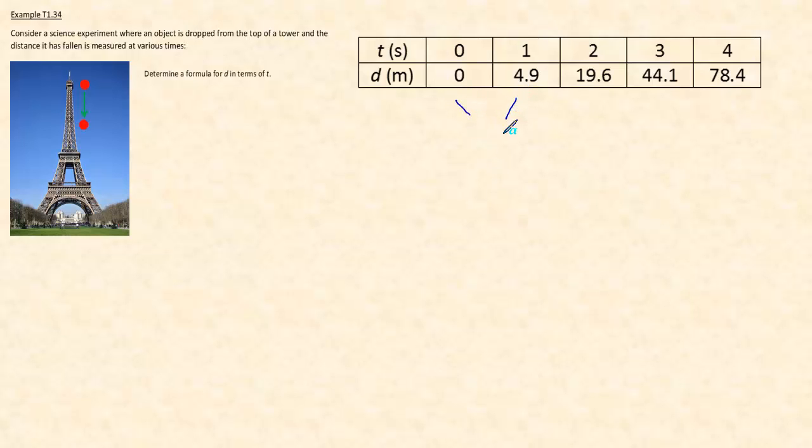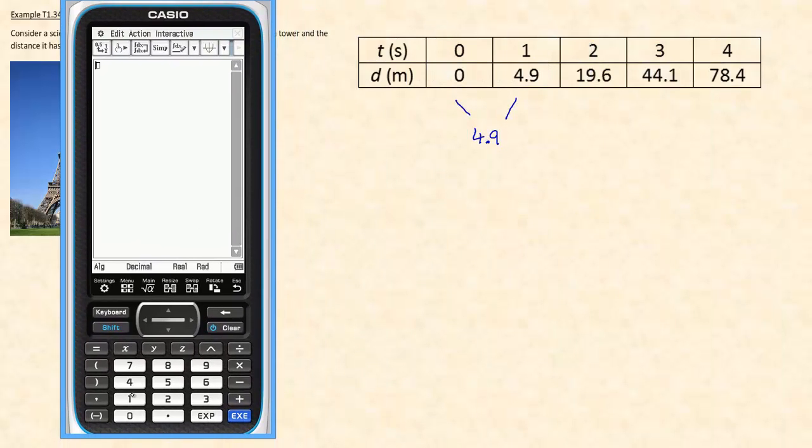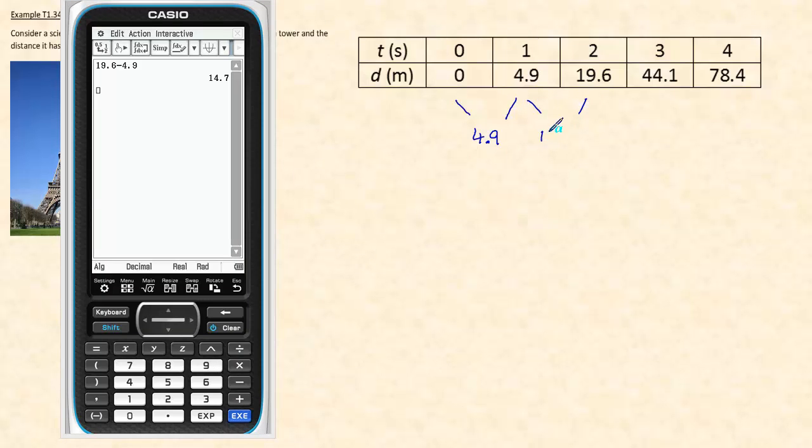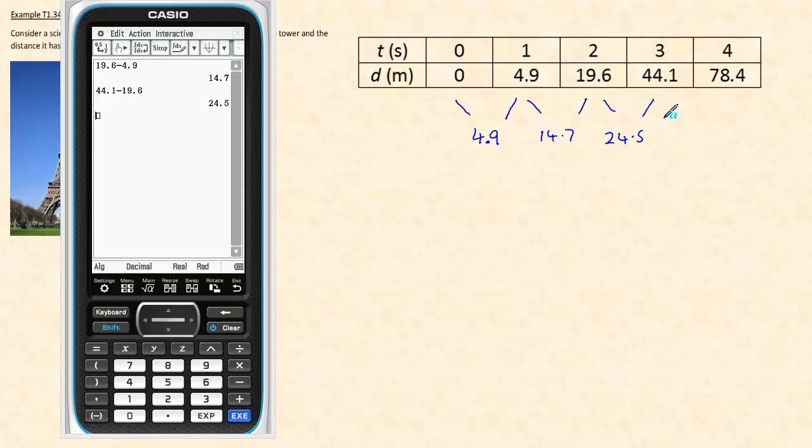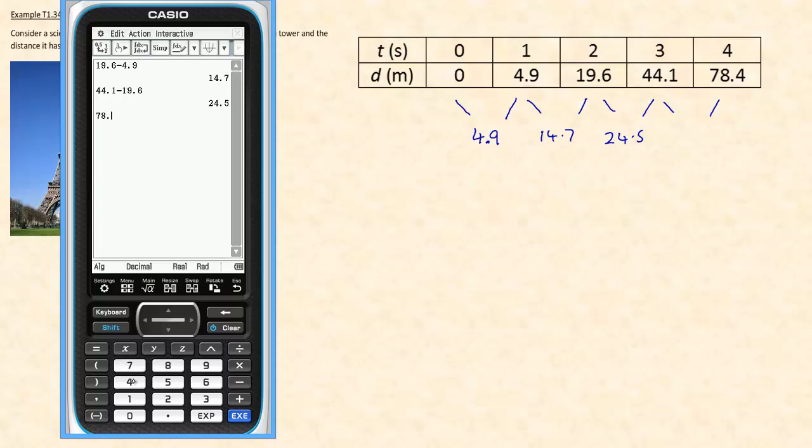If we take a difference, 4.9 take away 0 is 4.9. 19.6 take away 4.9 gives us 14.7. 44.1 take away 19.6 gives us 24.5, and then 78.4 take away 44.1 is 34.3.